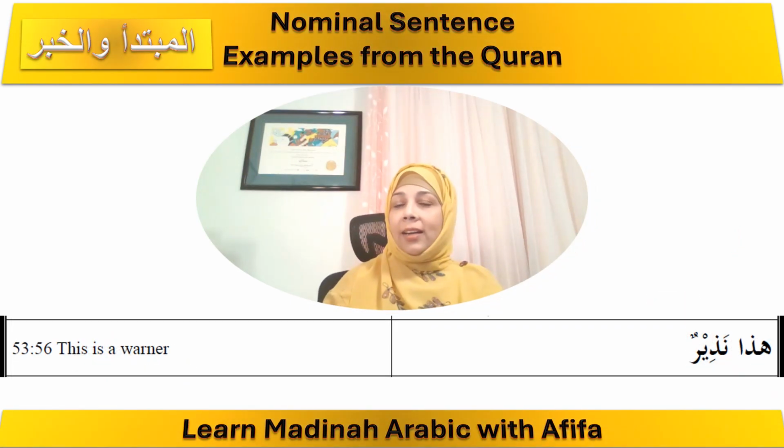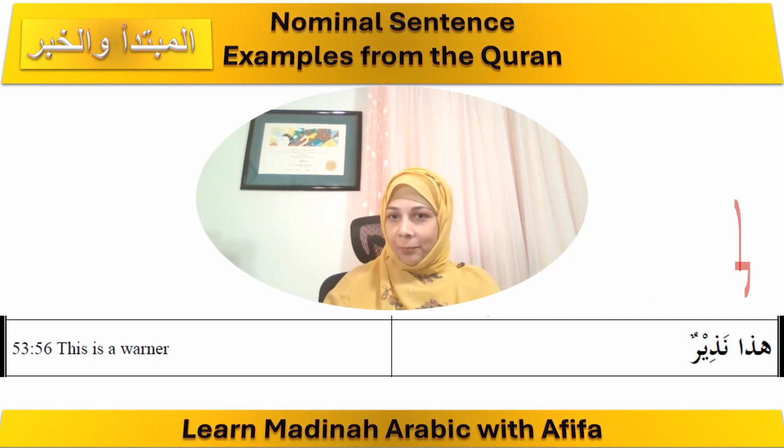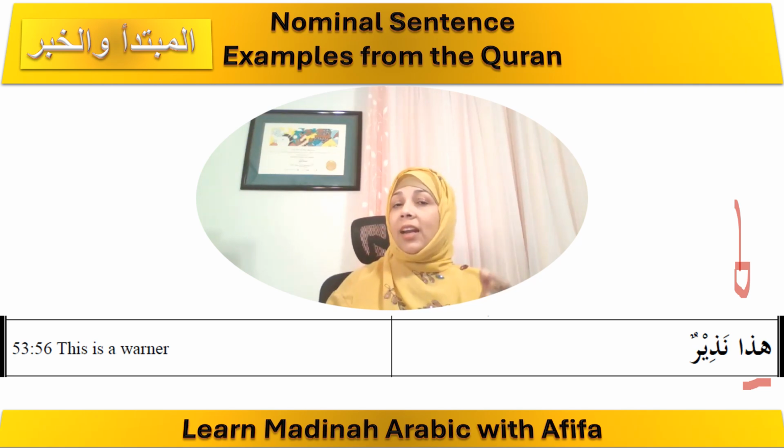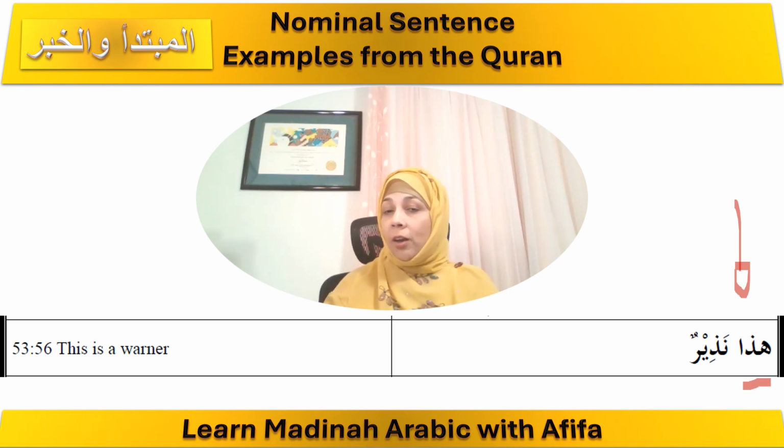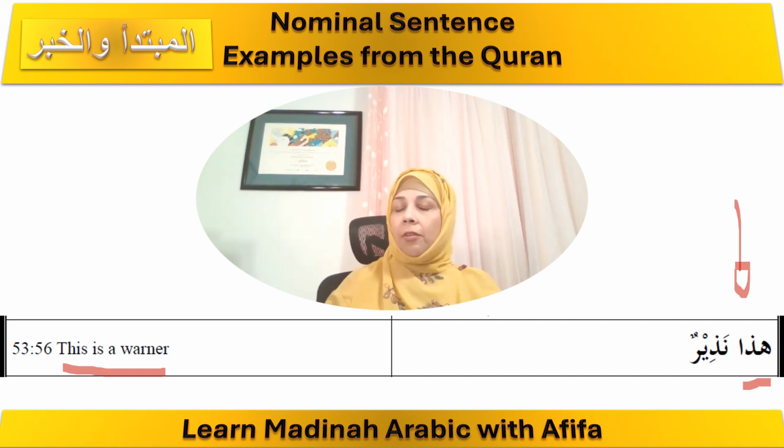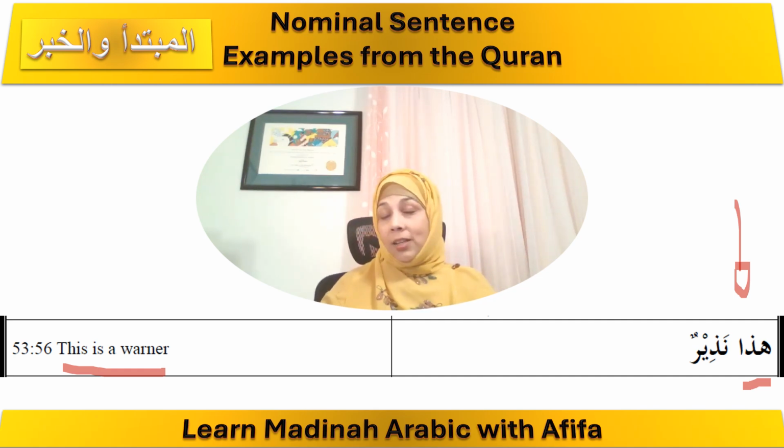Now let's look at another example from the Quran. Again, this is a nominal sentence because it begins with a demonstrative pronoun, which we said before that it also falls into the category of nouns. Hadha means this. Okay, so the translation is, this is a Warner. So again, please try to identify what is the mubtada and what is the khabar in this sentence.